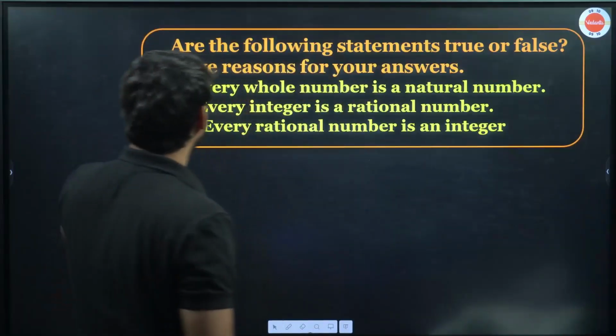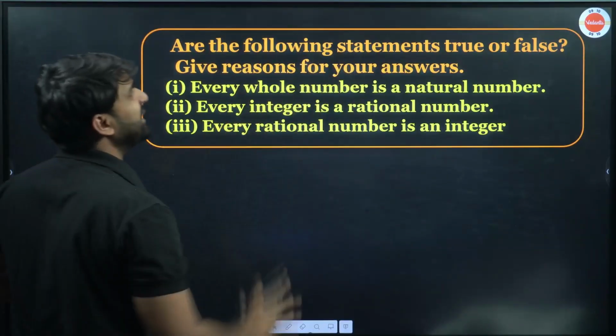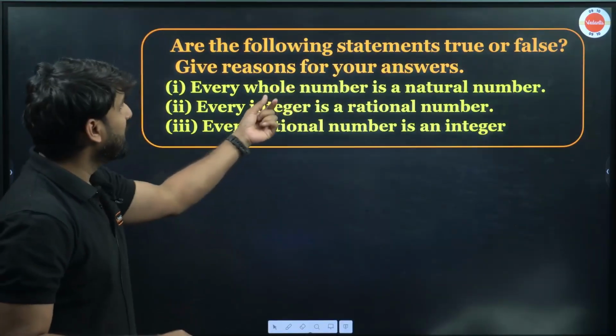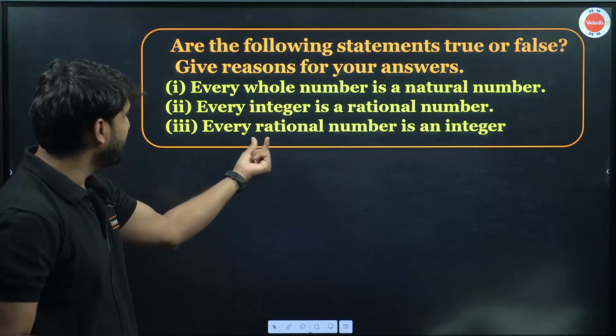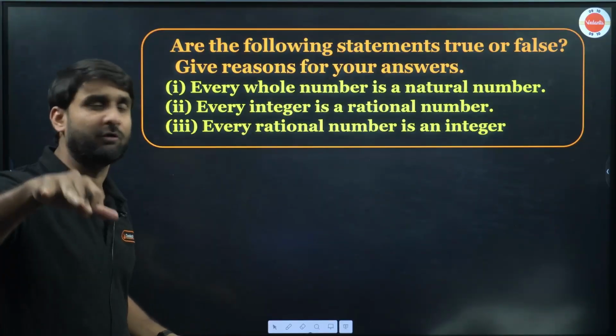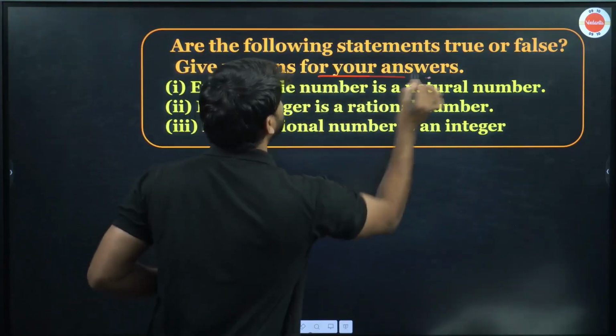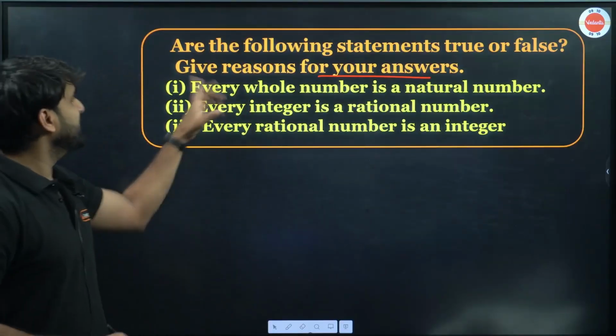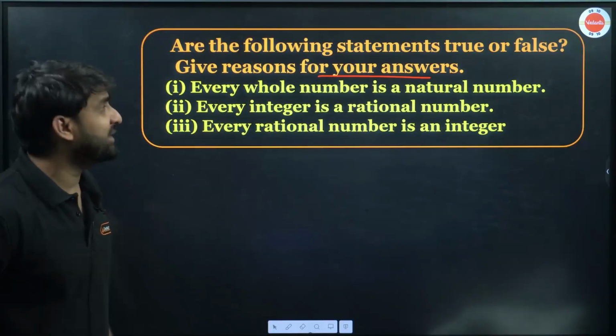Moving to the next point. Look at the question. Are the following statements true or false? We have to reply to these 3 questions in yes or no form, true or false, and we have to justify our answer also. The first question is, is every whole number a natural number?